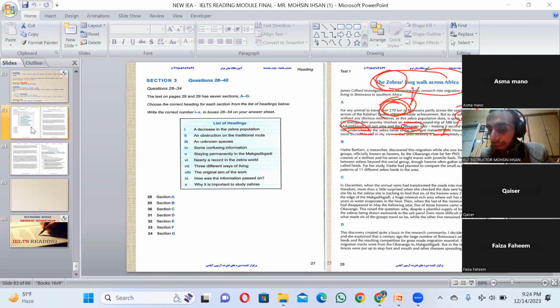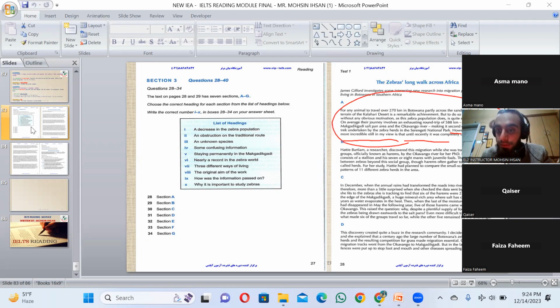Just underline it. Just keep in mind that the name of a place I studied in the first paragraph, if a question comes from this place name, you would have the information in your mind that I studied over there. However, what is even more incredible still in my view, that until recently it was completely unheard of. Unheard of means that it was completely surprising. Now, overall, this is from my side.